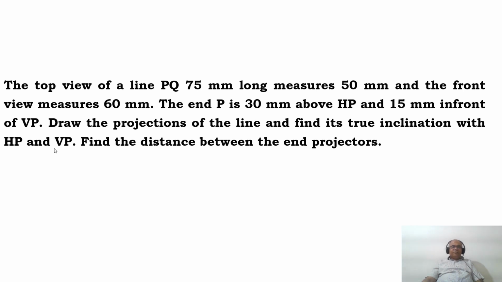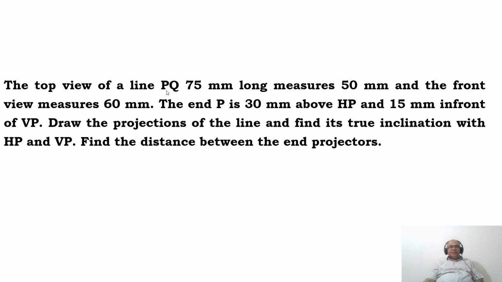Now, in this video, we are going to take up one more problem on projections of lines. The problem reads: the top view of a line PQ, 75 mm long, measures 50 mm, and the front view measures 60 mm. The end P is 30 mm above HP and 15 mm in front of VP. Draw the projections of the line and find its true inclination with HP and VP. Find the distance between the end projectors.